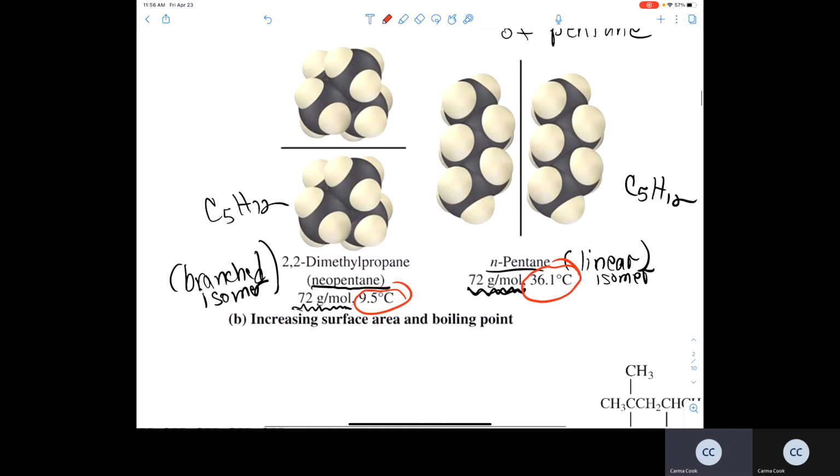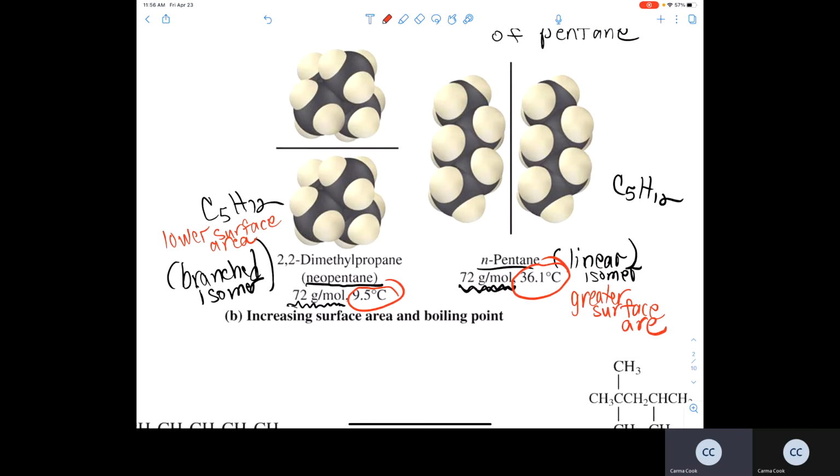And the reason for this is that the linear isomer has greater surface area than the branched isomer. So having a lower surface area gives it a lower boiling point. So that's how the branched isomer is different from the linear isomer.